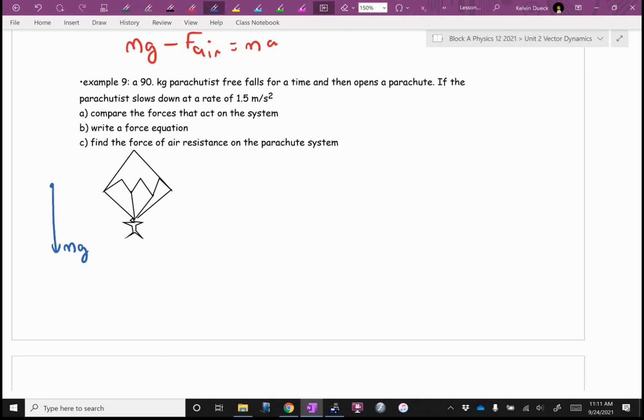Convince me. Oh, we're slowing down, which means we're accelerating up. Means the bigger force has to be pointing up. Yep. So I've done my free body diagram. I've compared the forces. Now it wants me to write an equation, B.